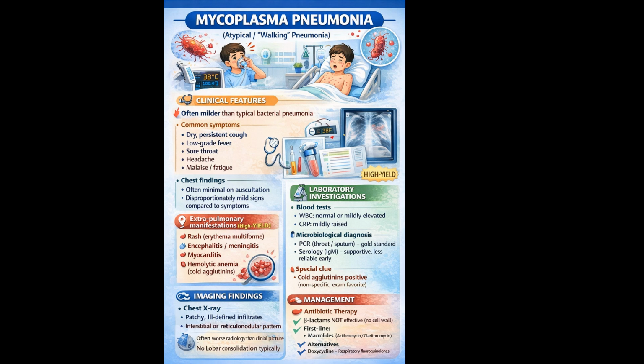So how can we manage Mycoplasma? Mycoplasma is usually managed with macrolides. Here we can't give beta-lactams, as they are not effective because beta-lactams mainly act on the cell wall. Mycoplasma is an intracellular pathogen with no cell wall. So here the first-line treatment is macrolides. Alternatively, we can go for doxycycline. So I think now you are clear about Mycoplasma.